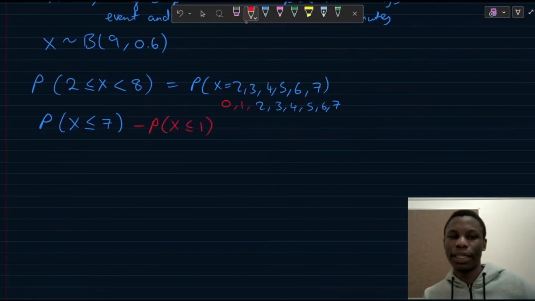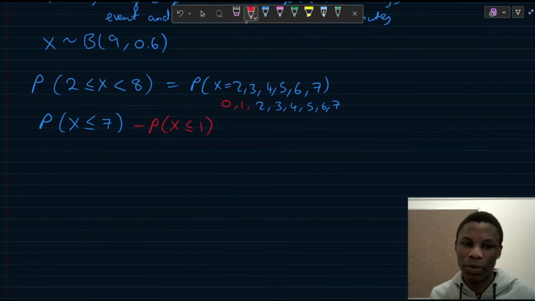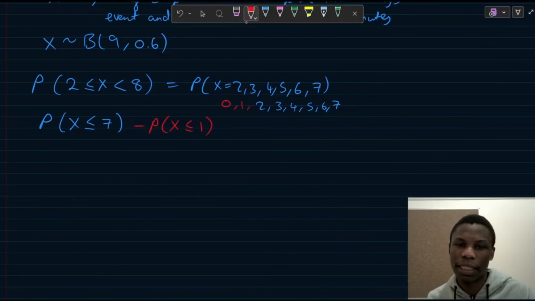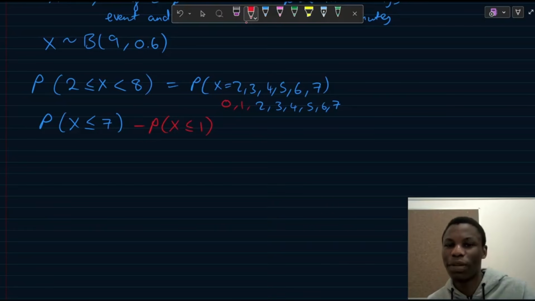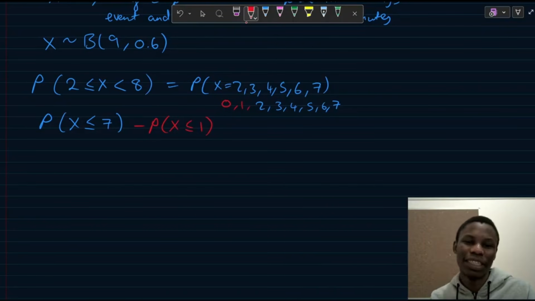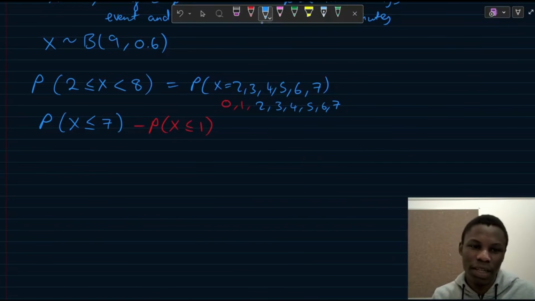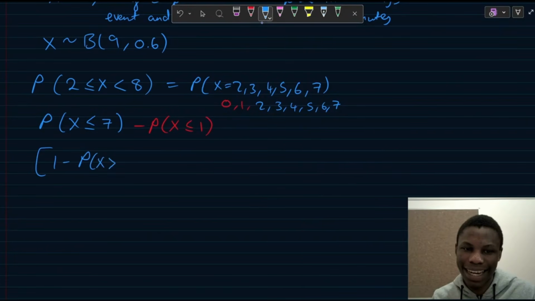All right. And then we can evaluate X is less than or equal to 7 and X is less than or equal to 1 and then subtract the 2. The alternative would be to evaluate X is 2 plus X is 3 plus X is 4 plus X is 5 plus X is 6 plus X is 7, which I'm sure you understand is very long. So if we want the probability that X is less than or equal to 7, I know that I can rewrite that as 1 minus the probability that X is greater than 7.